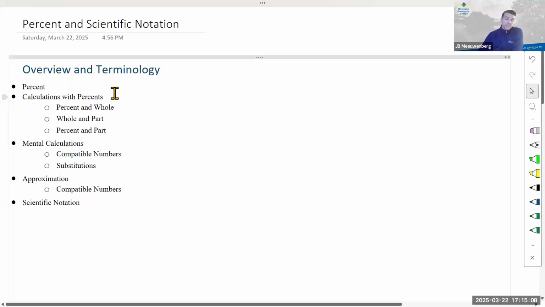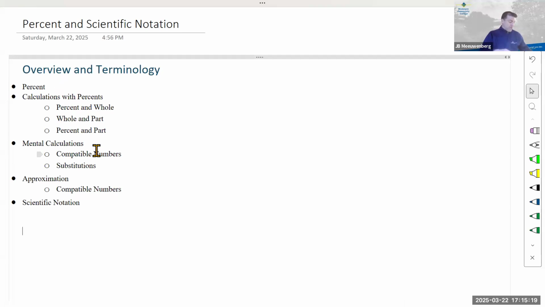Let's go ahead and get started by looking at our terminology and just an overview of what this section will look like. It's a bit of a shorter section: percent calculations with the percentages. We'll talk about mental calculations and approximations, and then scientific notation. So we'll start with just the word percent.